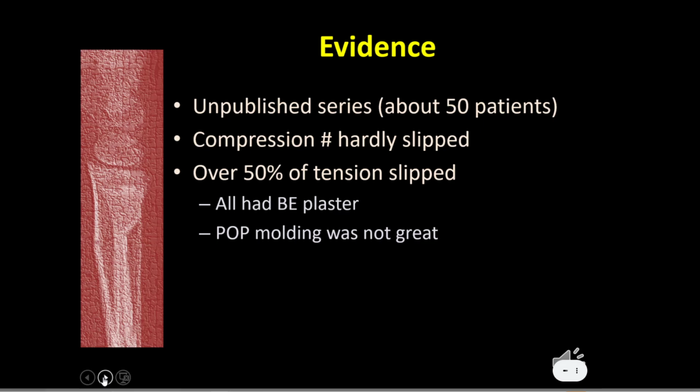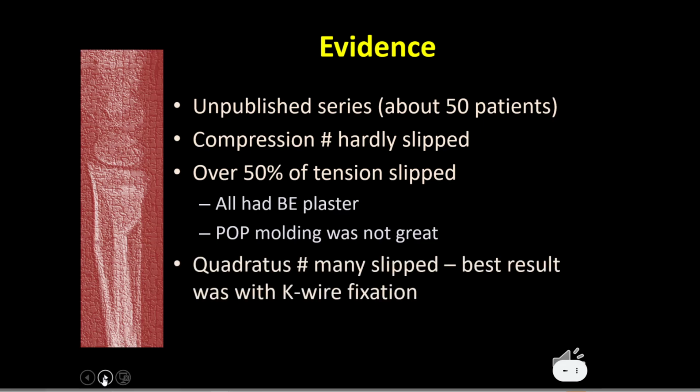Most of these fractures were treated by a standard below elbow back slab and then converted to a full cast a few days later. There was not a lot of molding to counteract the potential risk of displacement. The quadratus fractures, many of them really slipped if they were treated purely with manipulation and plaster cast application, unless the cast was applied with 3-point molding with forearm in full pronation and wrist in palmar flexion. Best results with minimal slipping were seen in those that received K-wire fixation.